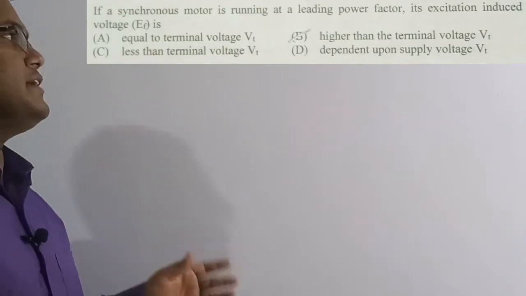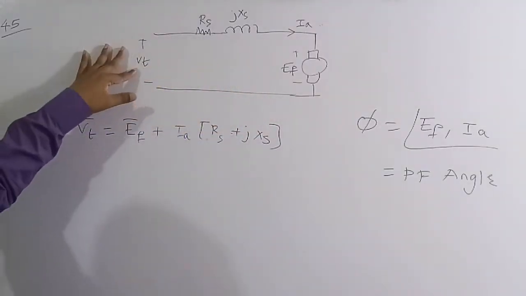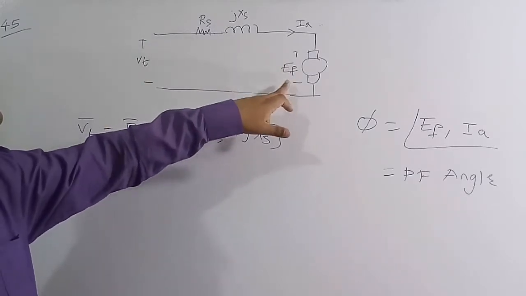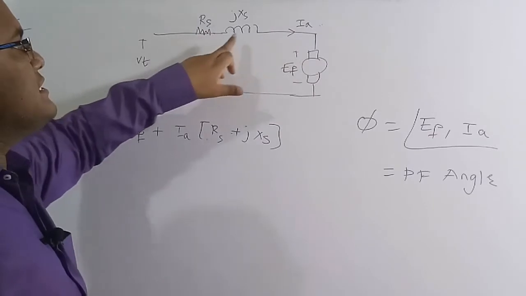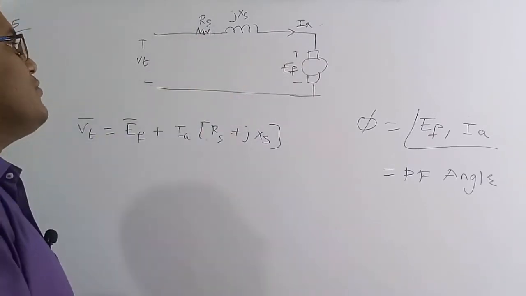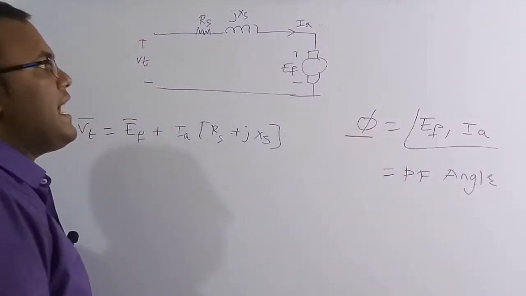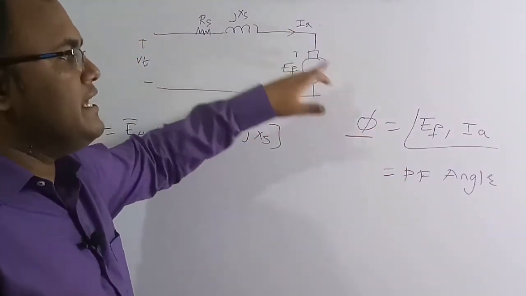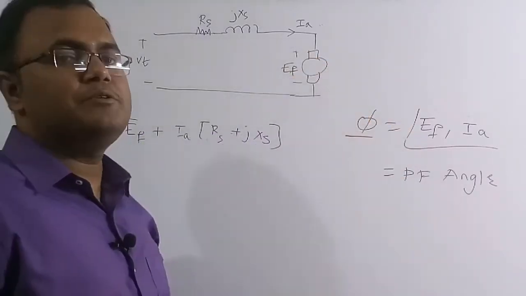So let's solve this numerical. Now I have drawn a synchronous motor. In the diagram, the supply voltage is VT, the induced EMF voltage is EF, and the current in the synchronous motor is IA, with the synchronous resistance and the synchronous reactance. Here phi is the power factor angle. It is the angle between the induced voltage EF and the current IA.